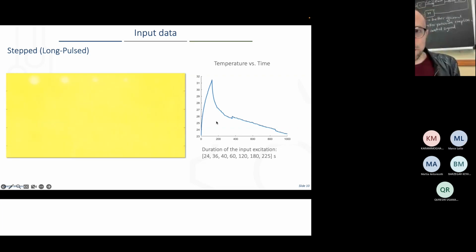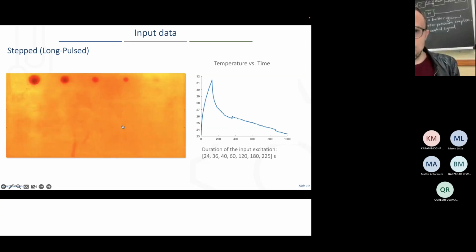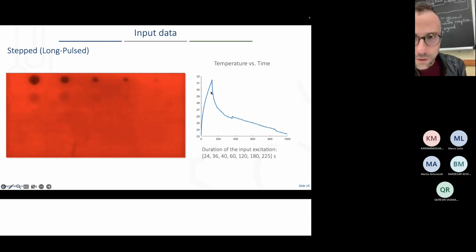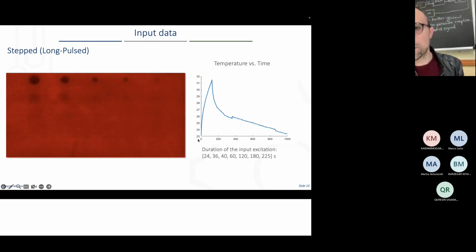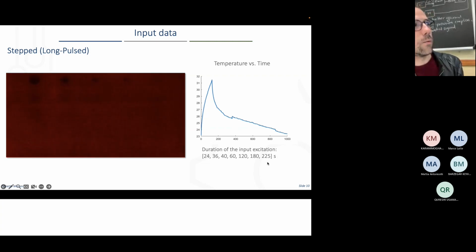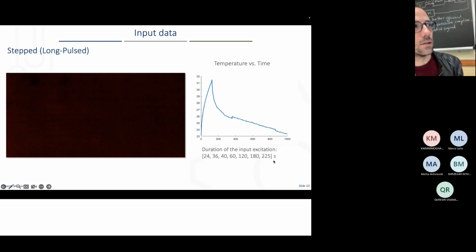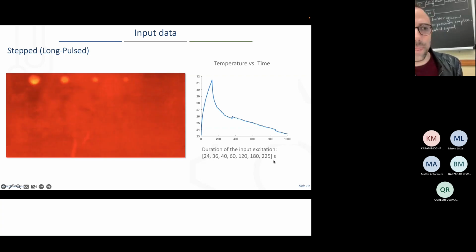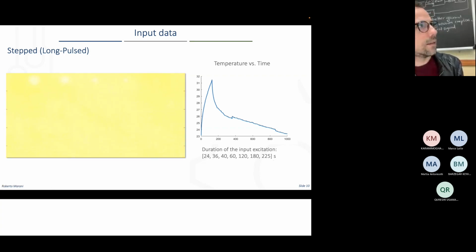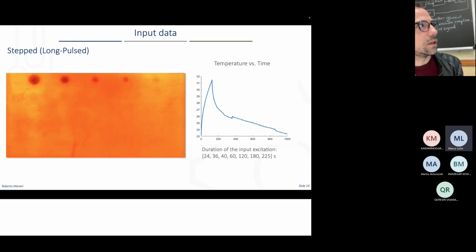For this specific video here, you say? Okay, so I cannot remember actually, but it was the same as this temperature profile. This is normalized to 1,000 samples. And if I remember well, this was the 180 seconds excitation. That is the one that we use here.